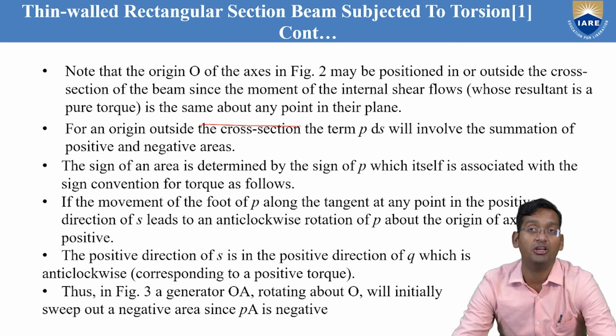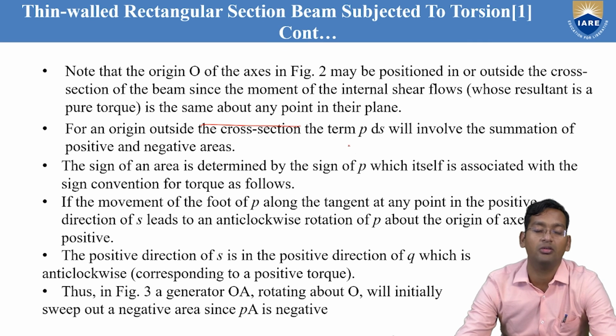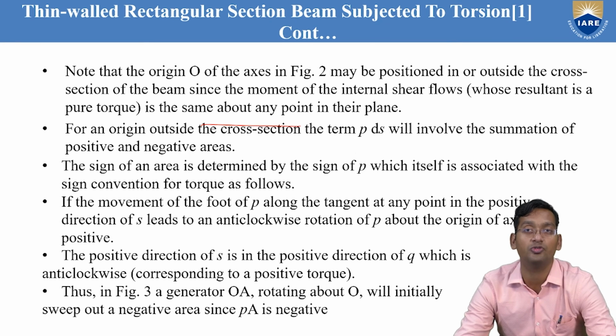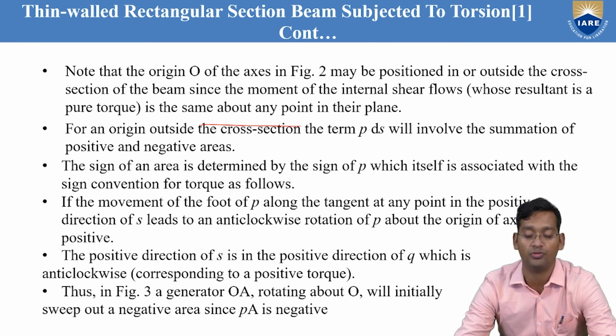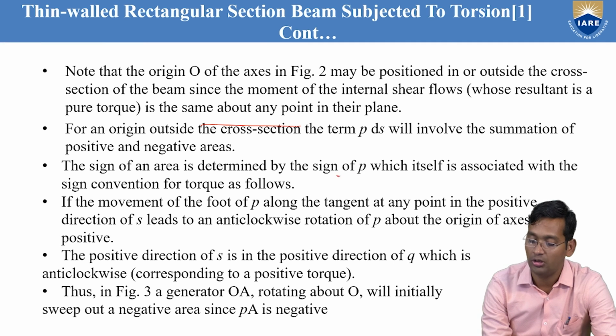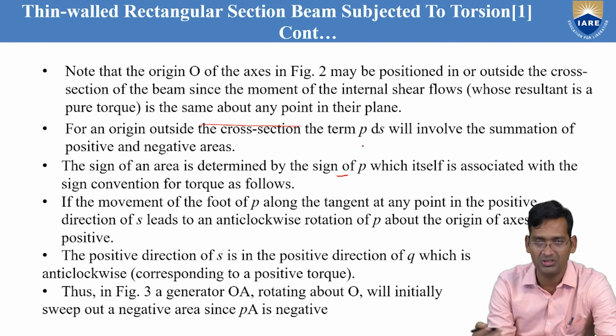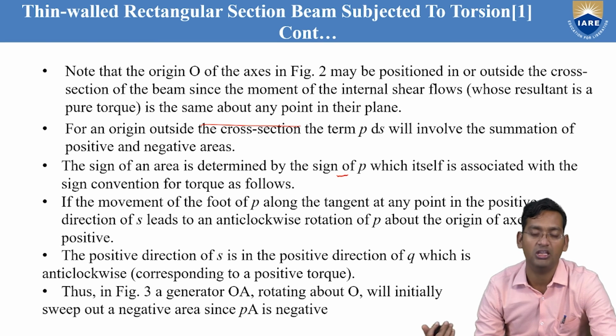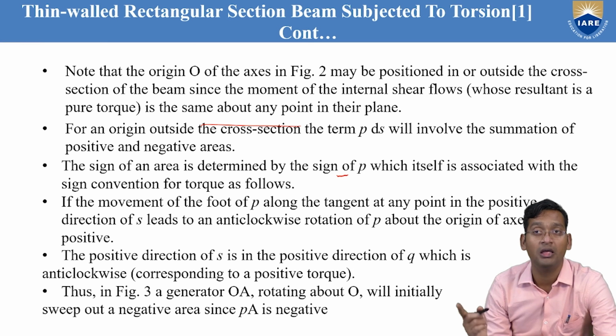For an origin outside the cross section, the term P ds will involve the summation of positive and negative areas. So this P ds will give whether a positive or negative area is there. The sign of area is determined by the sign of P, which itself is associated with the sign convention for torque. Because P ds is the area, if P is negative, area will be negative. If P is positive, area will be positive. So how will we determine that? According to the torque, whatever torque is there. Now, how to find whether torque is positive or negative?